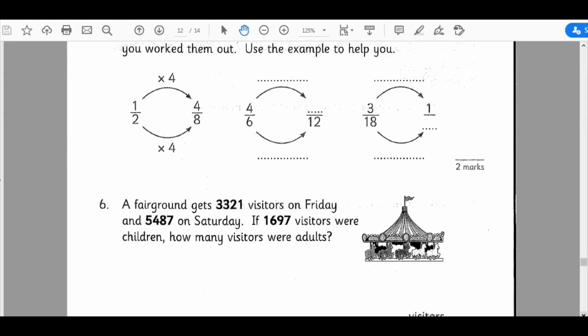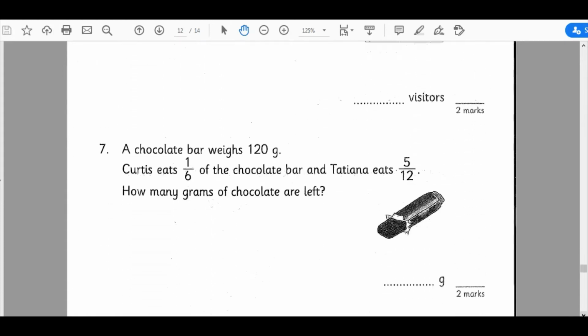And then the last one just to mention is number 7. It says a chocolate bar weighs 120 grams. Curtis eats 1/6 of the chocolate bar, and Tatiana eats 5/12. How many grams of the chocolate are left? Now you just need to work out 1/6 of 120, and you also need to work out 5/12 of 120. Take away both of those amounts and then see what's left. Okay, so you just have to work out 2 different fractions of 120 for that one.